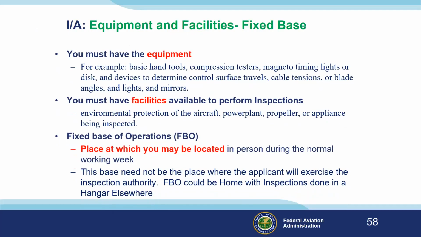Equipment and facilities. You have to have the equipment to do the work. This would be like hand tools, compression testers, cable tensiometers, things of that nature. You've got to have the facilities to protect the aircraft while you're performing the inspection. And a fixed base of operation. That's just a place where you can be located in person during the normal working week. It does not have to be where you're exercising your IA authority. Your FBO could be your home, and then you're doing inspections in a hangar elsewhere.